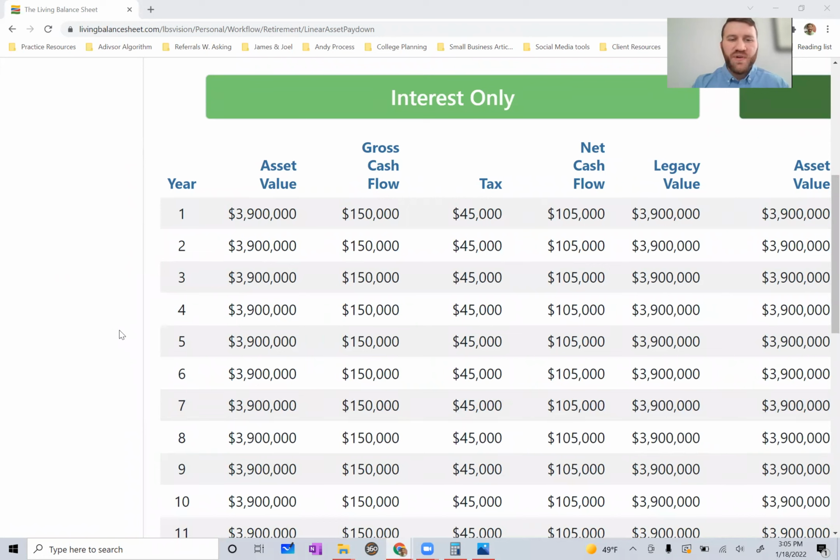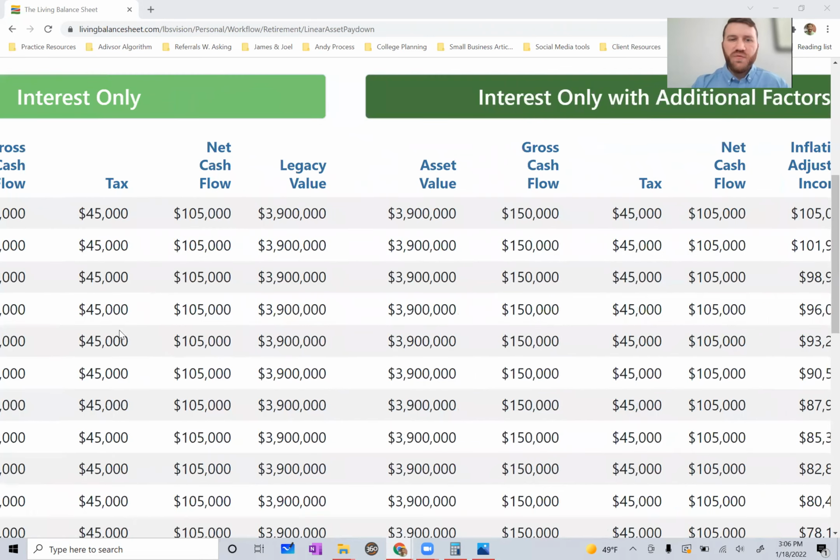So $3.9 million is our nest egg. 4% interest rate produces $150,000 of gross cash flow. We're going to pay taxes on all of that. And we're going to have a net cash flow to spend of $105,000 a year. Our nest egg stays in place, does the same thing in year 2 and 3 and on into the future.